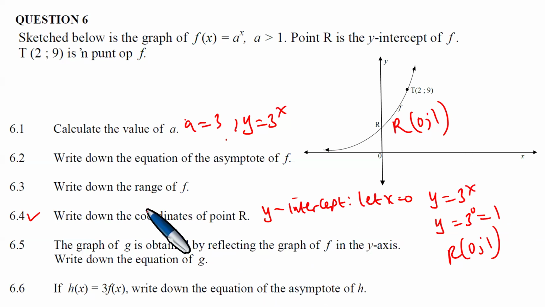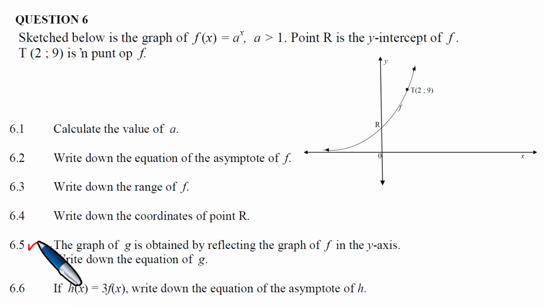So we have that. The coordinates of the point R are 0 and 1. Now, the graph of g is obtained there. Let's look at the next question. The graph of g is obtained by reflecting the graph of f in the y-axis.